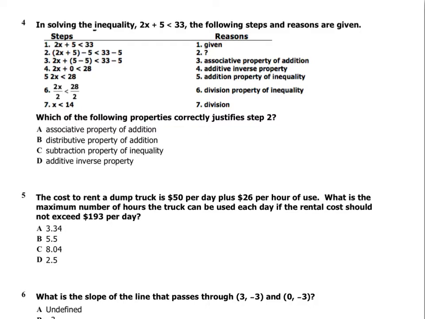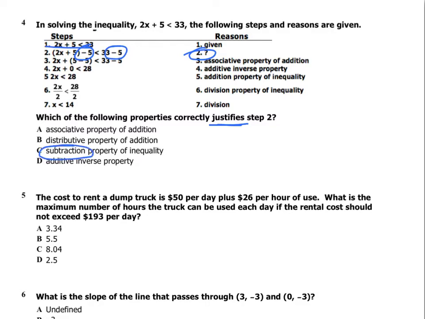Okay, so we're now looking at a proof. Remember, the proof is written with the steps of the math and the reasons next to it, and we are using a property to justify step 2 here. So what they do in step 2? Well, I subtracted 5 from each side of this inequality. The inequality is 2x plus 5 is less than 33. It's minus 5 from each side. So immediately my eye is drawn to the word subtraction.